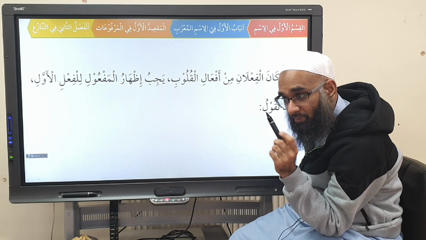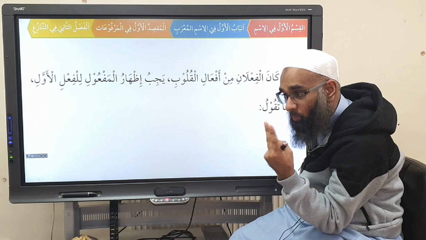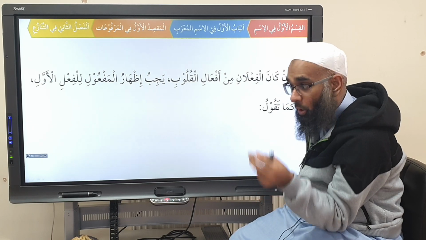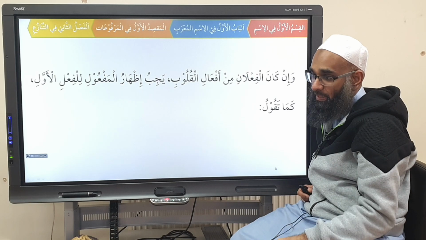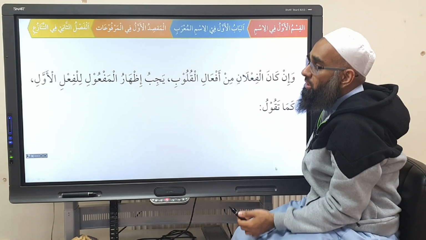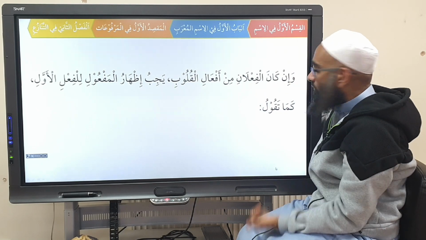Remember I told you before, the maf'ul bihi thani and maf'ul bihi thalith are the mustalayn in fi'l al-qalb. In a normal verb, what are they? Fadla, extra parts. So if the fi'l is fi'l al-qalb, you can't remove the maf'ul bihi. So if the two fi'ls are fi'l al-qalb, يجب إظهار المفعول للفعل الأول. You have to bring the maf'ul of the first verb.